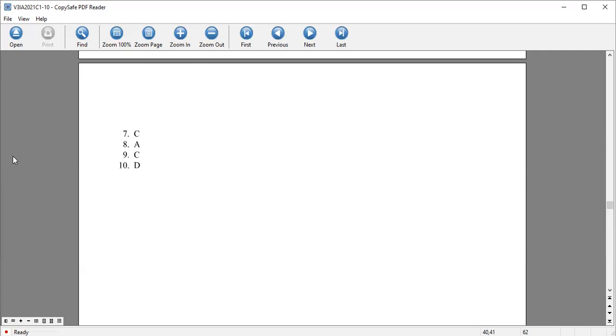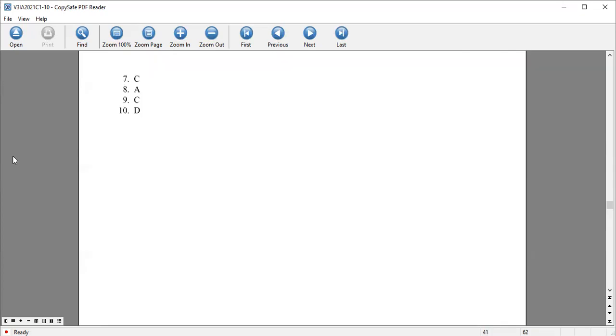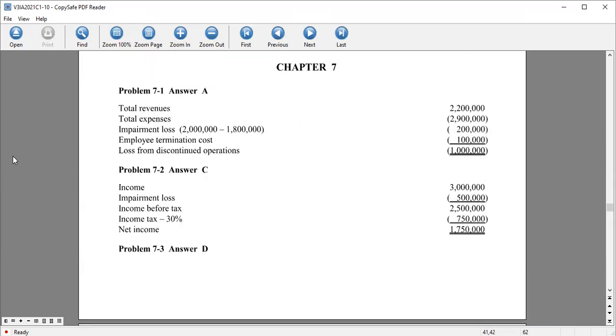Next, we go to chapter 7. Chapter 7 is discontinued operation. So we have now your chapter 7 questions. Questions are in multiple choice type up to 7-15. So in 7-1, question number 1, what amount should be reported as pre-tax loss from the discontinued segment for 2022?